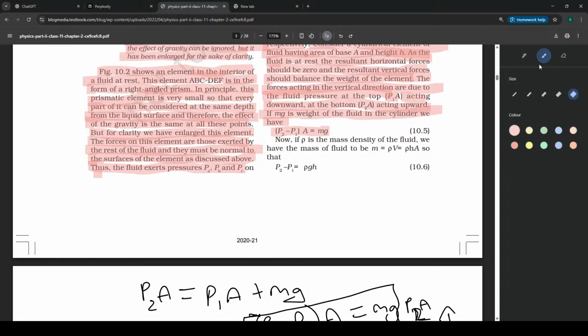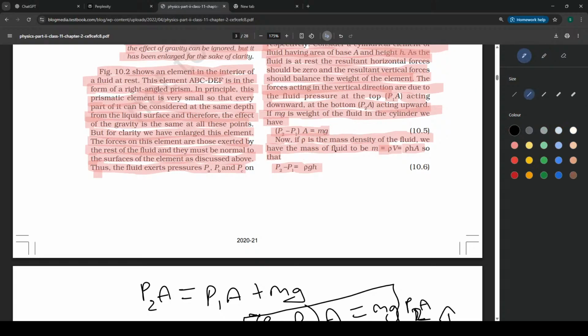That this is the equation, (P2 minus P1) A, which is equal to mg. Now if rho is the mass density of the fluid, we have the mass of the fluid to be rho V, which is equal to rho times height times area, so that we get P2 minus P1, which is equal to rho gh. Basically they have mass.